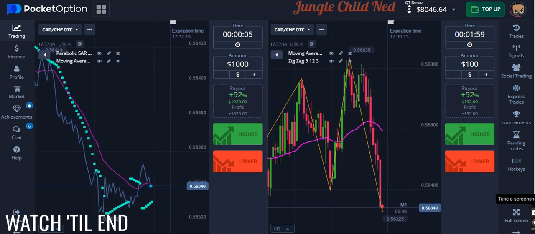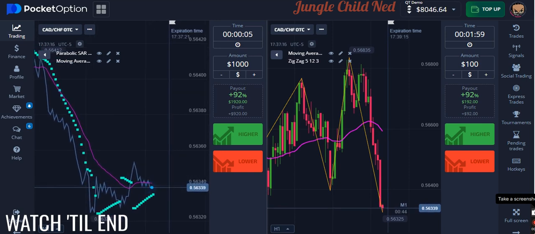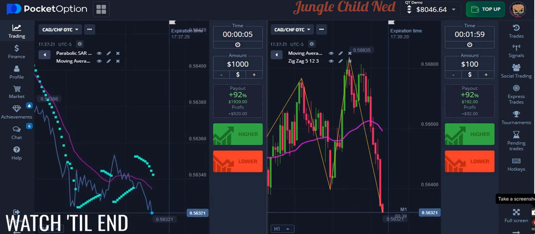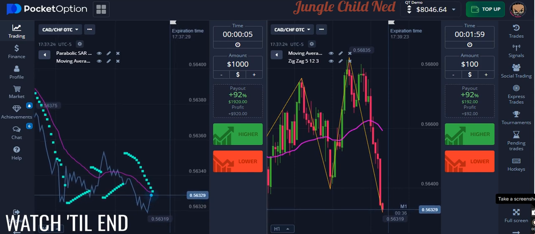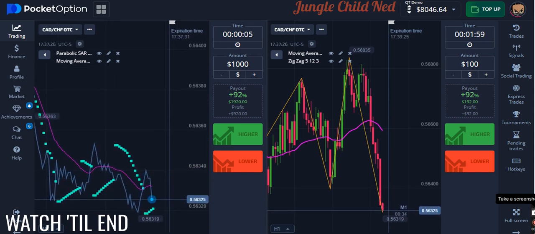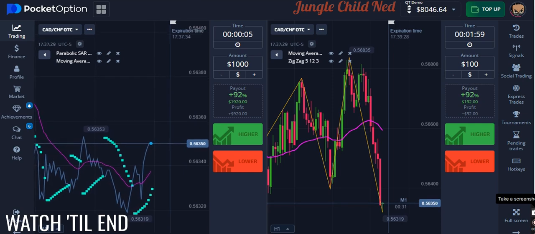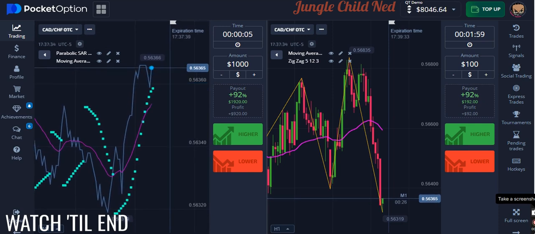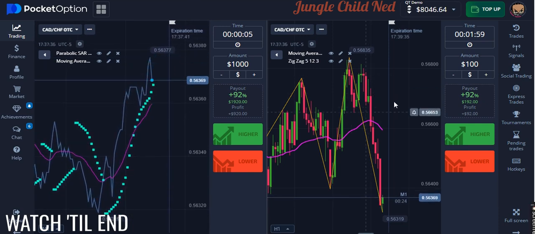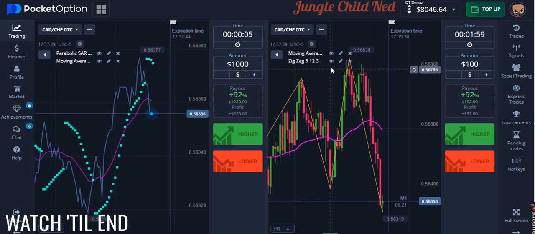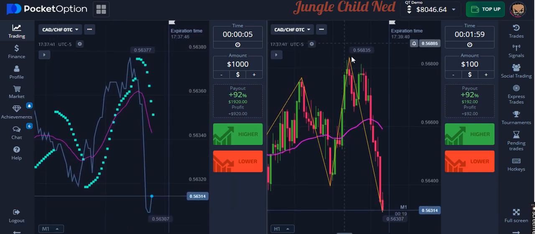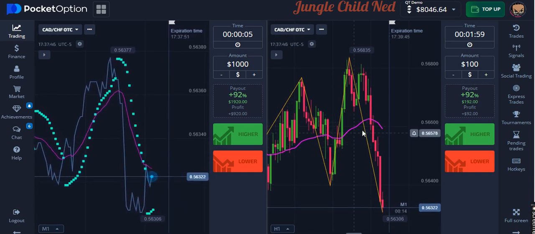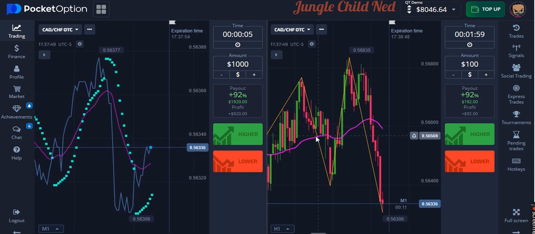We're looking at a very volatile market today. With the strategy that I'm going to be using today, I'm just keeping it very simple. We're still using a 5 second timer. Let me tell you guys what I'm doing. I'm still doing the same thing, using two charts. On the right hand side, I'm using a zigzag and I'm also using a moving average. The thick purple line in the middle is my moving average.